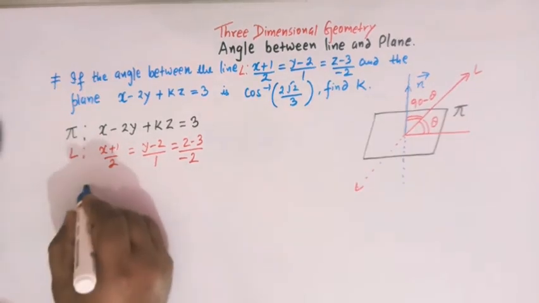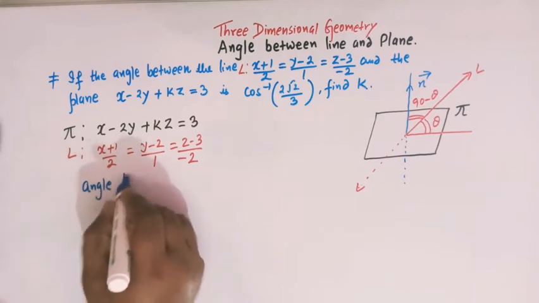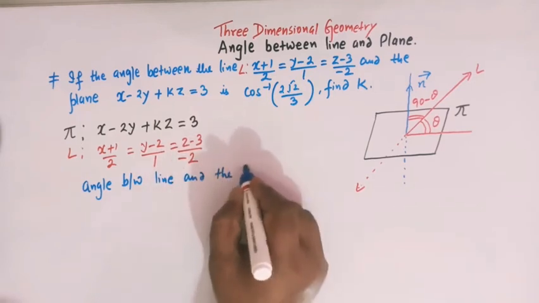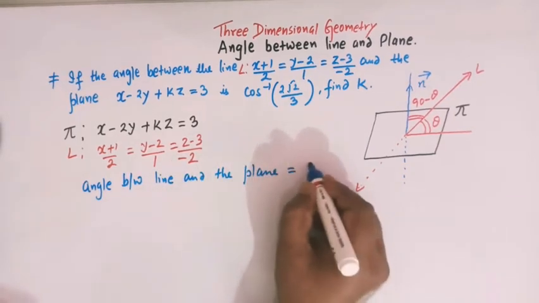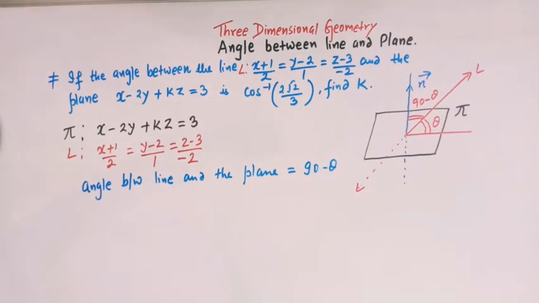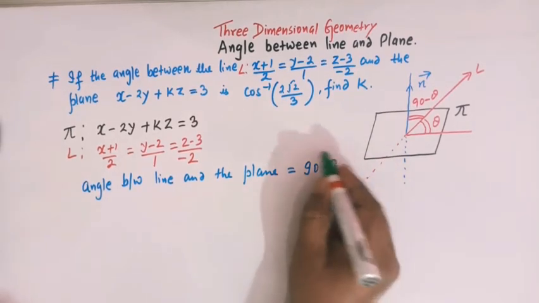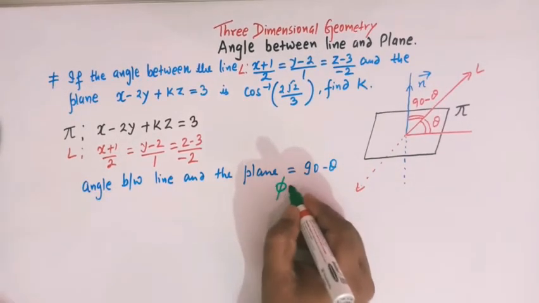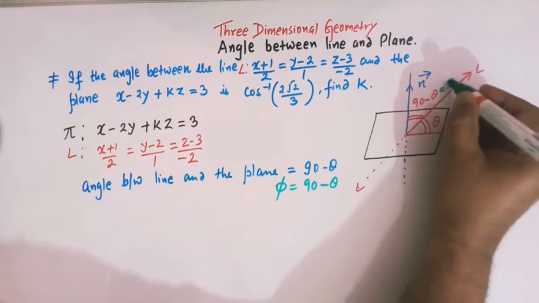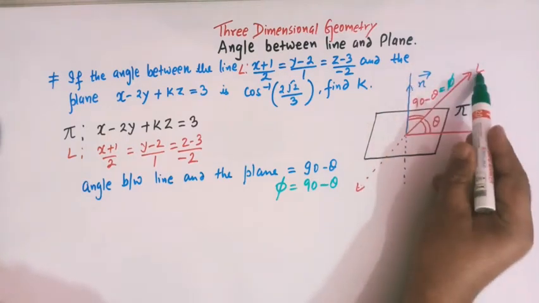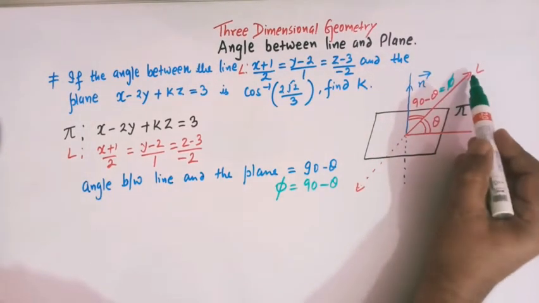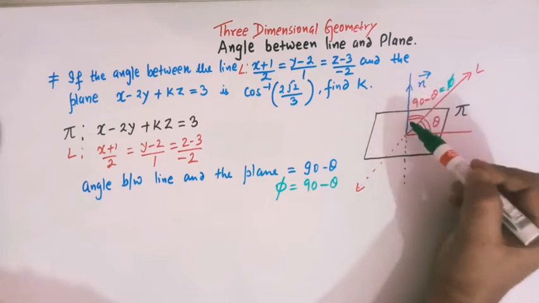So now the angle between the line and the plane is considered as the angle 90 minus theta and not as theta, right? So now let us denote this angle 90 minus theta by the letter phi, right? So now phi is the angle between this line L and this plane pi, which is same as the angle between the line and the normal vector, right?